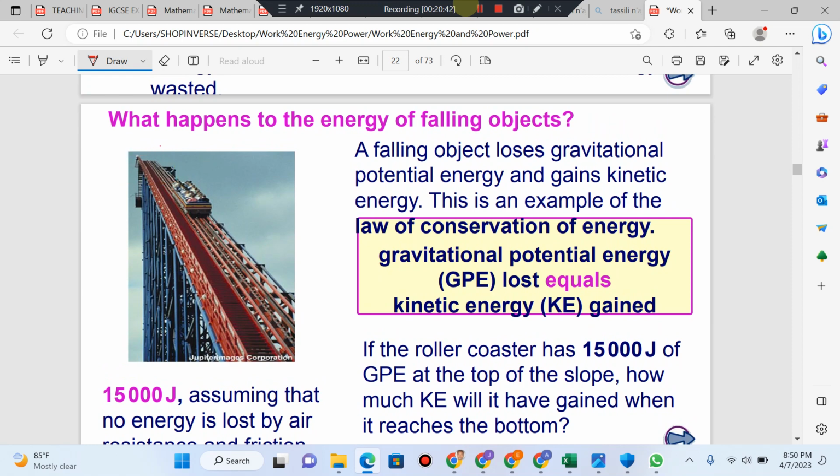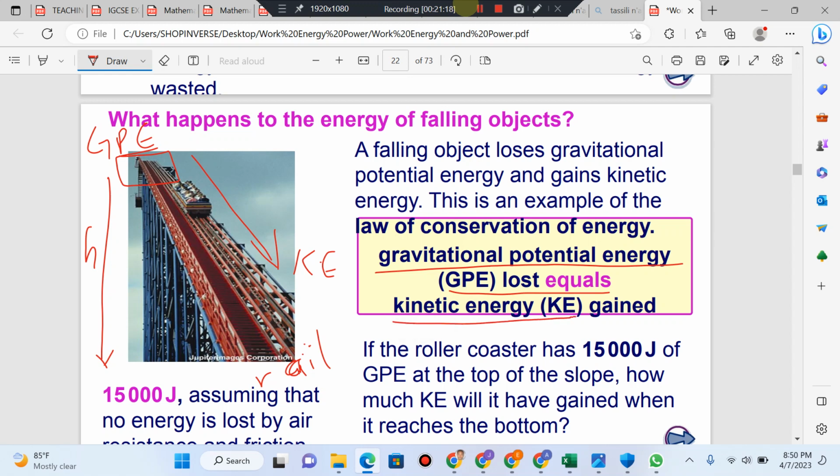Okay, so if you look at your roller coaster, at this topmost point, it is at a certain height above the ground, H. So at the topmost point, it possesses gravitational potential energy. That gravitational potential energy will be converted to kinetic energy as it slides downward along the rail. As it moves along the rail, its gravitational potential energy is being converted to kinetic energy. That's what we mean by conservation of energy. Good. So the gravitational potential energy lost equals the kinetic energy gained.